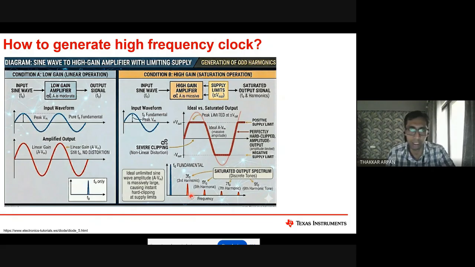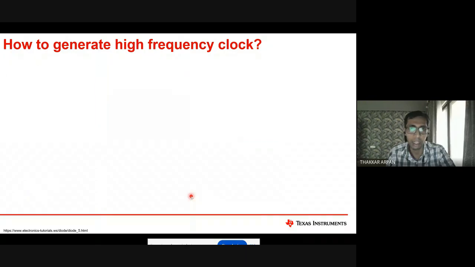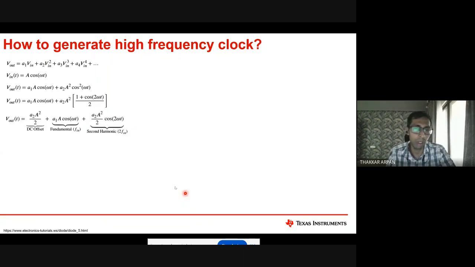like a 4.8 gigahertz clock. So how do we do that? Any signal processing, basically, if you pass your input signal through a non-linear system, you can essentially represent it like a1 v_in plus a2 v_in square plus a3 v_in cube and so on. Let's put A sin omega t inside this, and let's consider just two terms here.